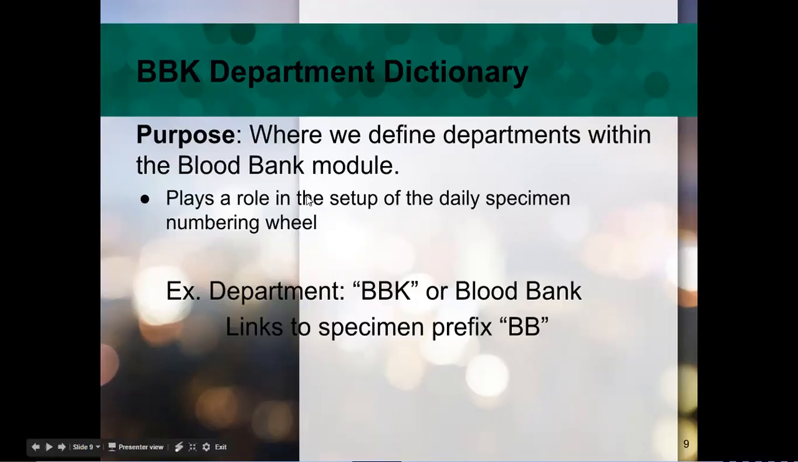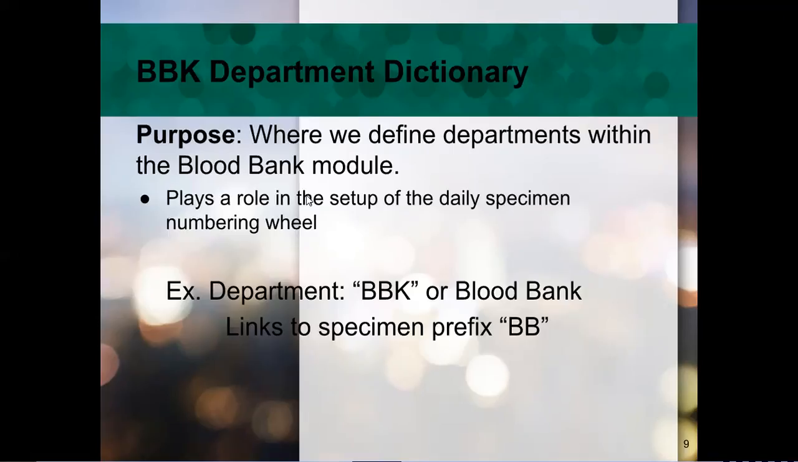All right, so we're going to proceed right along to the BBK Department Dictionary. The blood bank module must be organized into departments. Each test and product in the blood bank is assigned to a blood bank department. Therefore, departments that process specimens, record, and report test results must have prefixes. And prefixes are part of a numbering system within blood bank that identify the department with which specimens are associated.